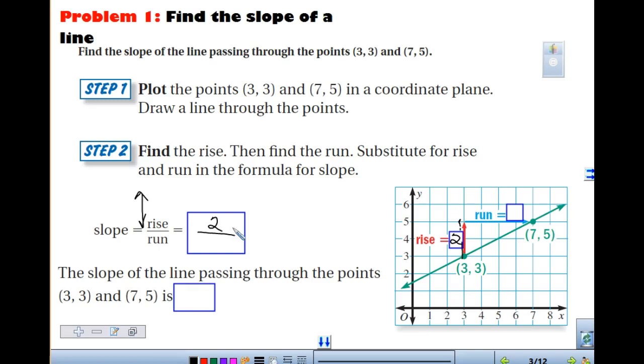Okay? Next it says our run. Remember, that's how much you're changing. And in this case, we are moving to the right, so it's positive. When we went up, it was positive. We went over 4. So our run is 4. 2 over 4, but we want to simplify that. 2 divided by 4 is going to give us what fraction? 1/2.